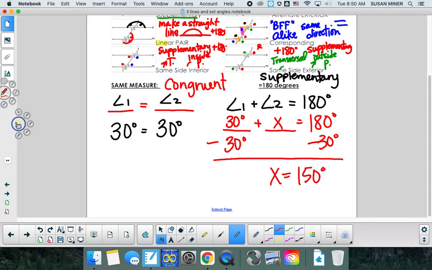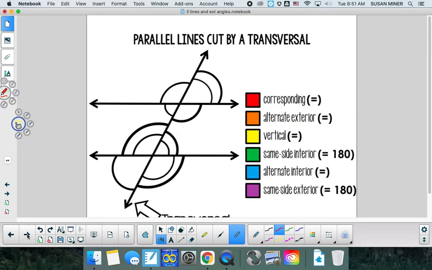So that's the way that I think about how to figure out what the missing angle is. If it's congruent, then angle 1 has to equal angle 2. If it adds up to 180 degrees, then angle 1 plus angle 2 has to equal 180. I think about it in my mind like it's a little equation that I'm solving. So hopefully that helps you see it.